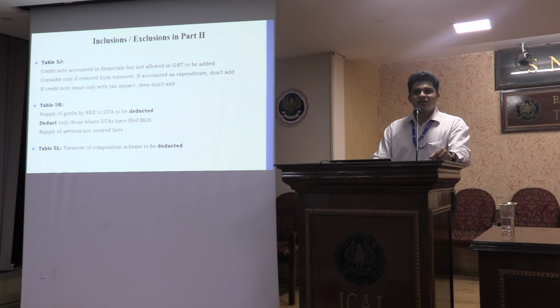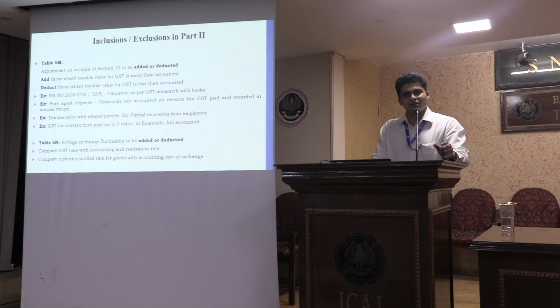This is in case he shifted from composition to the regular scheme in between the financial year. Table 5M, adjustments on account of Section 15. Section 15 is in relation to valuation provisions of GST law. And here, if there is a variance between valuation as per GST and valuation which you have considered for the purpose of your accounting, there could be variances between these two. The difference of those values must be considered in this Table 5M for the purpose of matching.